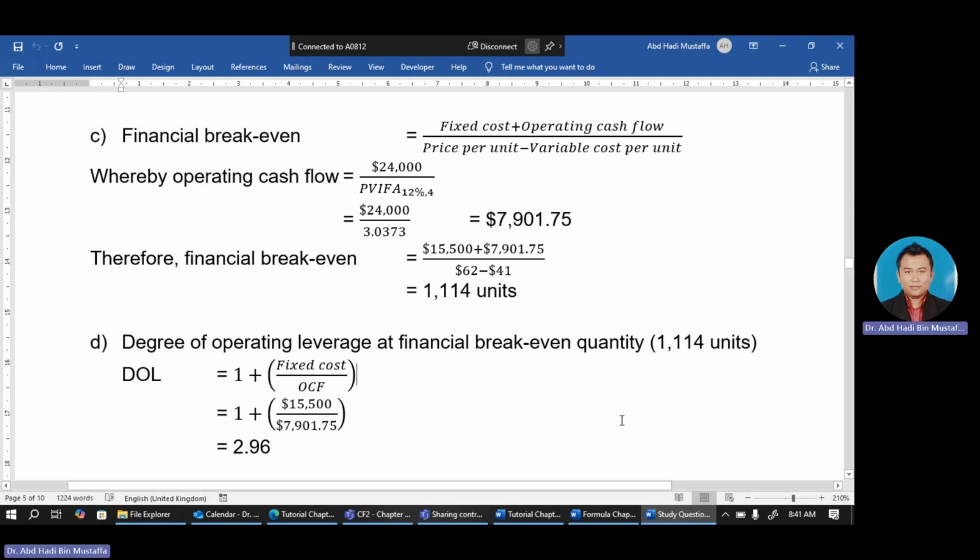Okay, any question so far? No, DOL is not in units, because the keyword here is degree. Degree means the slope and the tendency. It is not quantity. Degree means power, the power of efficiency. It has no quantity. It is more like a ratio.